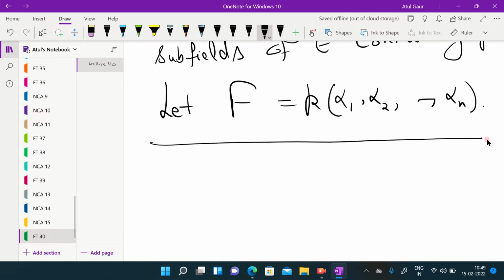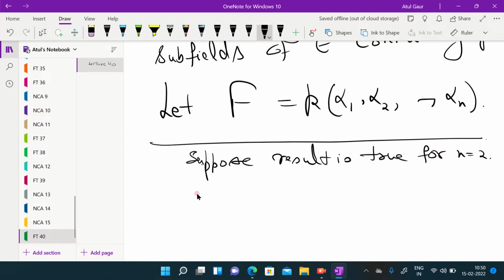I mean what I want, suppose the result is true for n equals 2. That means suppose a result is true for n equals 2. That means F equals K(α1, α2). This means कि आप इसको replace कर पाओगे K(α1′) से, let's call it alpha 1 dash.